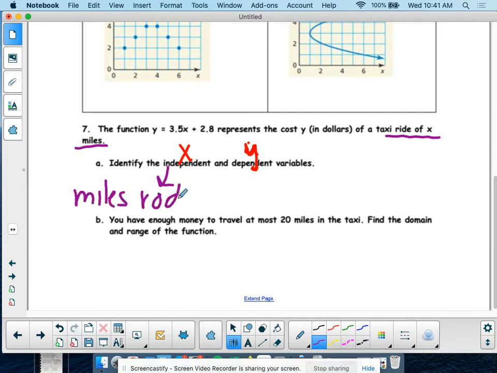ridden. How long was your trip? X amount of miles. And your dependent variable, how much money are you spending, right? Your y is your cost. That's your cost in dollars.